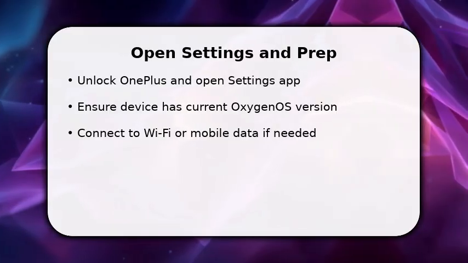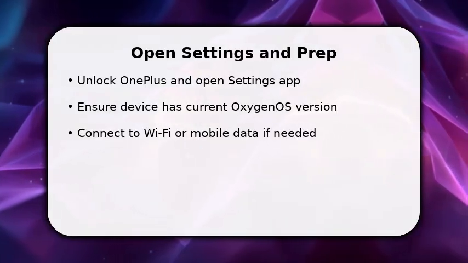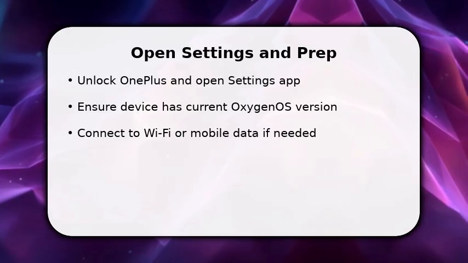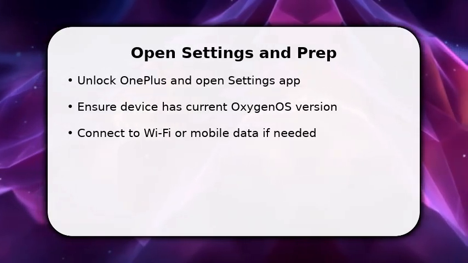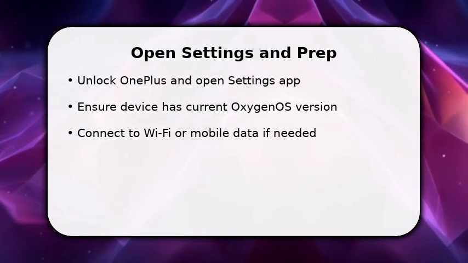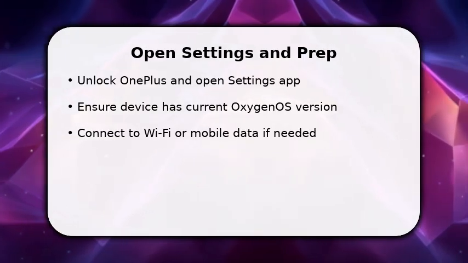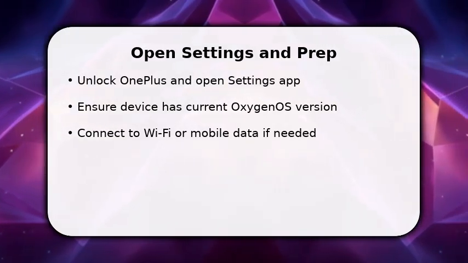Once you find it, make sure system permissions are allowed so the feature can read app usage. If prompted, grant usage access for accurate data. This initial step prepares the phone to collect screen time metrics and avoids missing information.